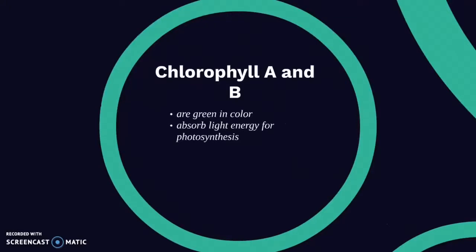To start, we're going to talk about the pigments of photosynthesis, chlorophyll A and chlorophyll B. Chlorophyll A and B are both green in color, so they reflect green and absorb colors like red, blue, and violet. Hence, the color of plants is green due to the reflection of green by the chlorophyll. These pigments absorb light energy to provide energy for photosynthesis.